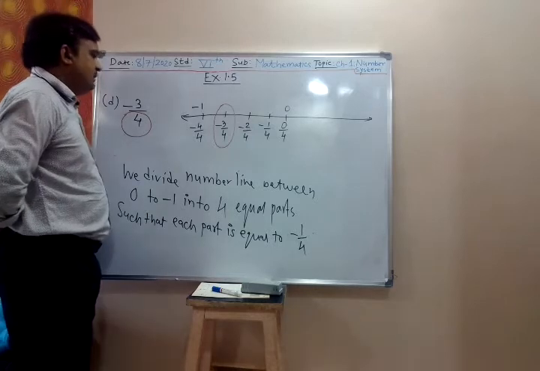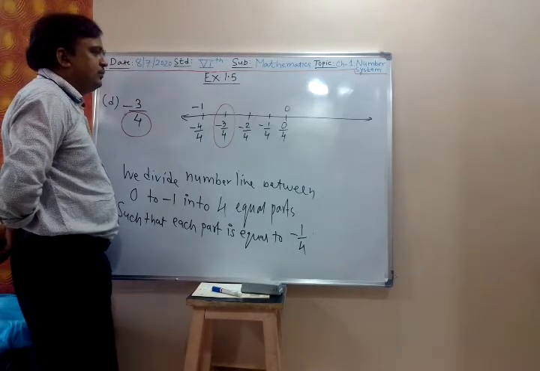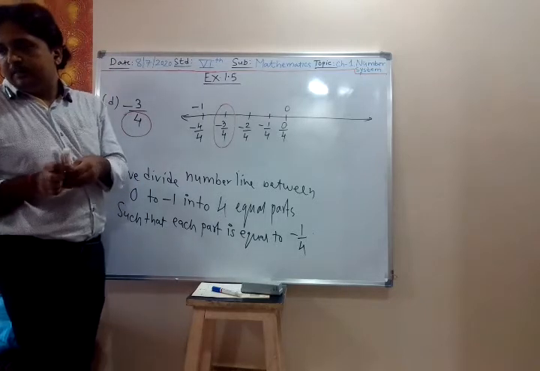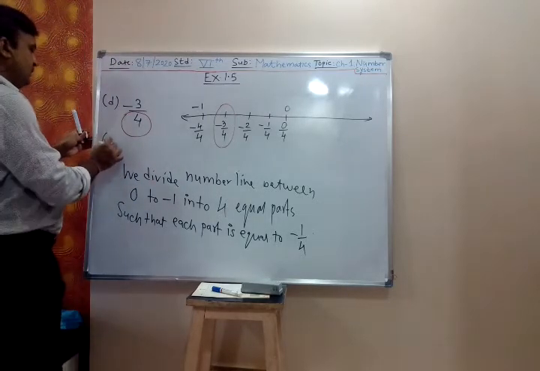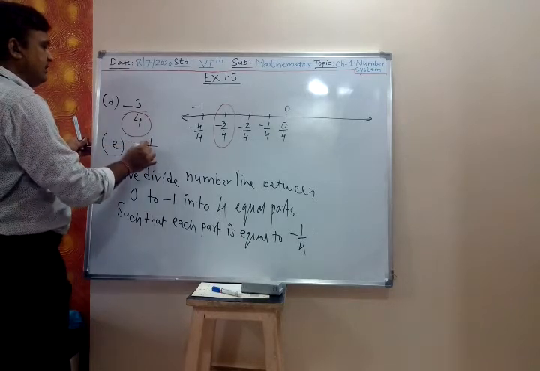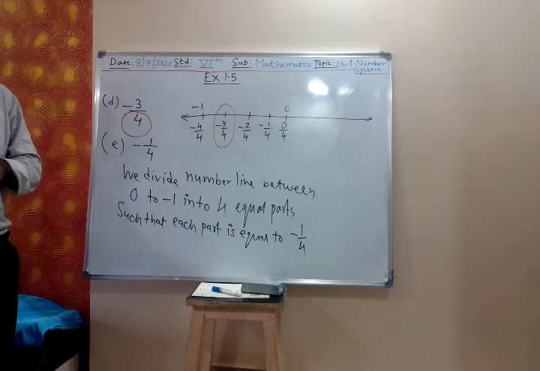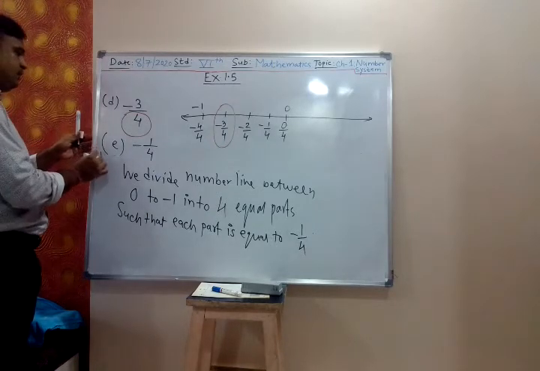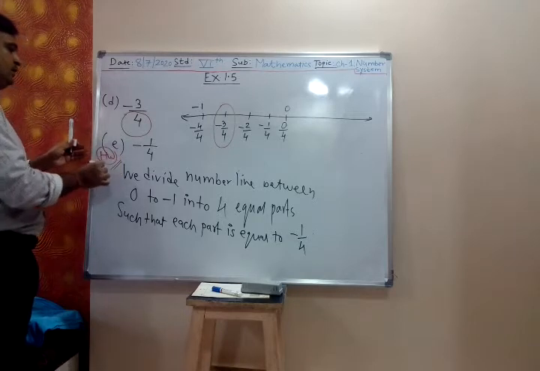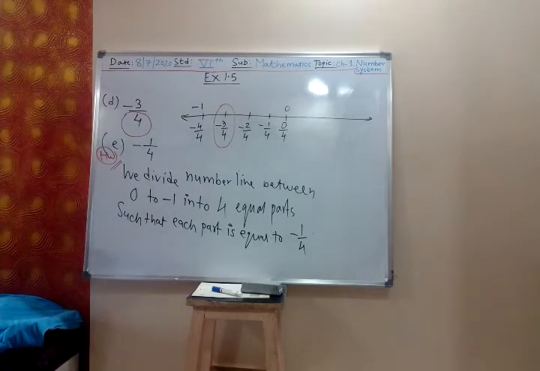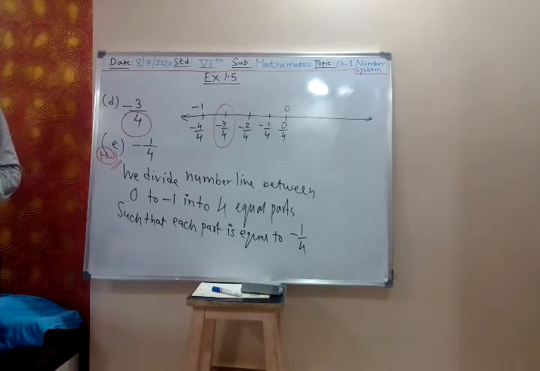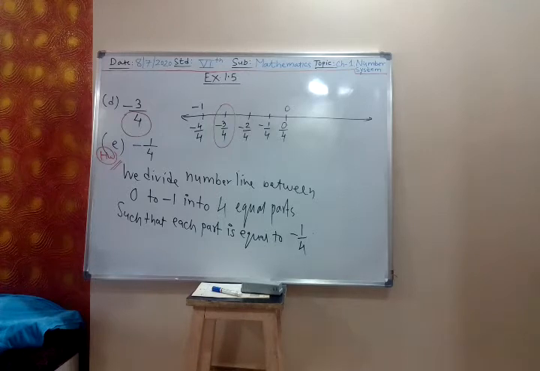Divide this into 4 equal parts, such that each part is equal to minus 1 upon 4. Now next, E is minus 1 upon 4. So E will be homework, minus 1 upon 4, same thing. E minus 1 upon 4 will be homework. Yes, you are right. F I will do. E is minus 1 upon 4, homework.